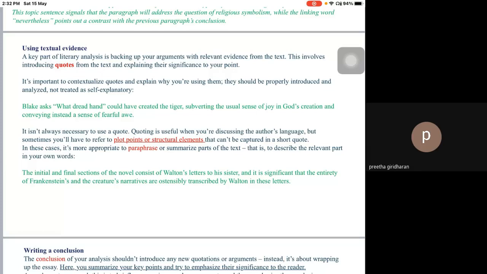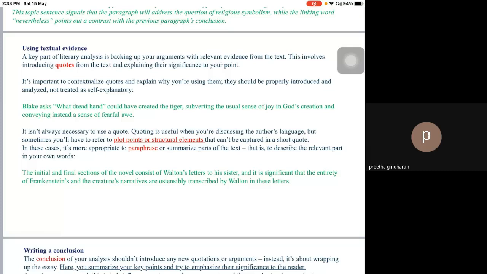Now, it's not always necessary to use a quote, especially in your novel answers. If the quote is too long, maybe for an assignment you can bring in a lengthy quote also. Not too lengthy, definitely. Medium length is also possible. But when you're writing for the university exam, it's sometimes not possible for us to remember huge quotes, right? So what do we do in such circumstances? Quoting is useful when you're discussing the author's language, but sometimes you'll have to refer to plot points or structural elements of a novel that cannot be captured in a short quote.